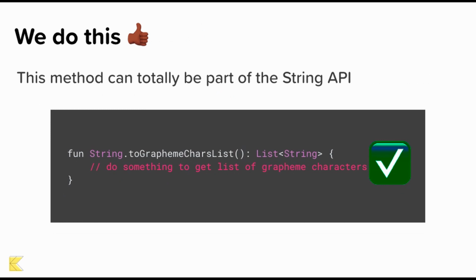So what we do with extension functions is make sure that they can actually form part of the API that you're working on, or of the class that you're extending, right? This example here is a method called string.toGraphemeCharList.